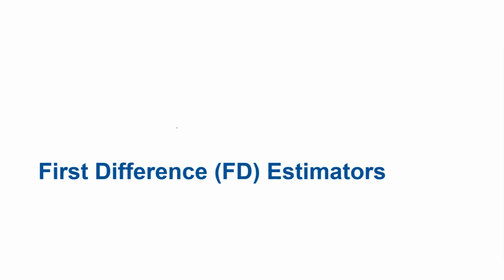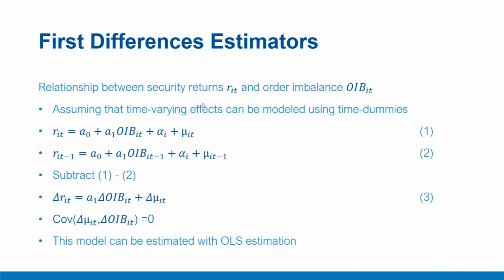In this video, we'll discuss the first difference approach to panel data estimation. The first difference estimators. Let us start with the introduction. Again, we'll recall our relationship between returns and order imbalance. We assume that the time varying effects such as v t are explicitly accounted for through dummy variables. So our focus will remain on individual unobserved heterogeneity, which is security specific, that is alpha i.